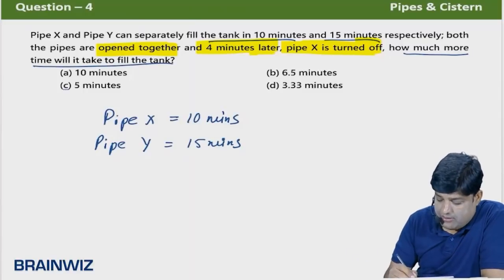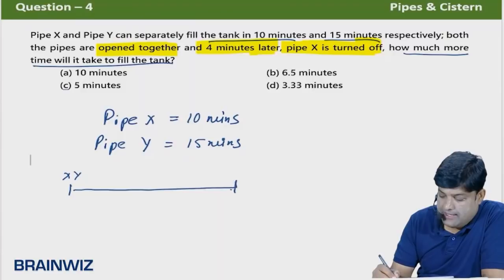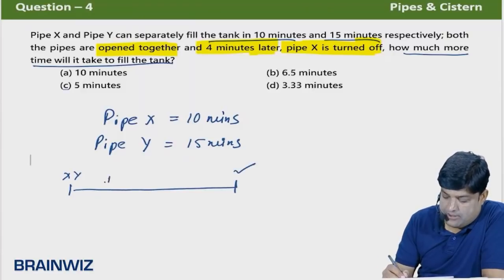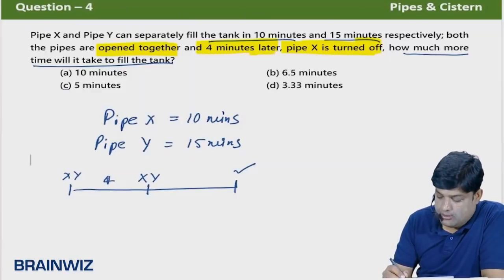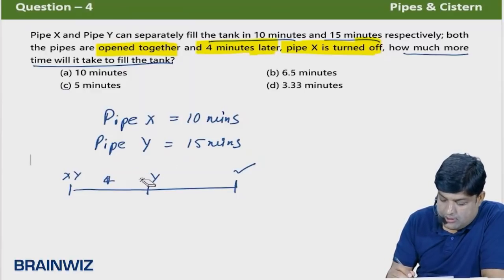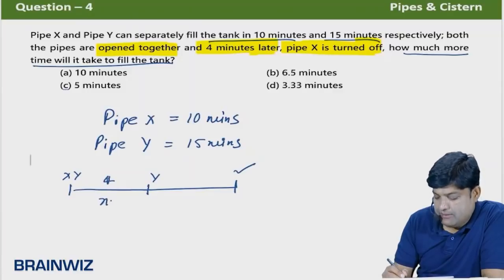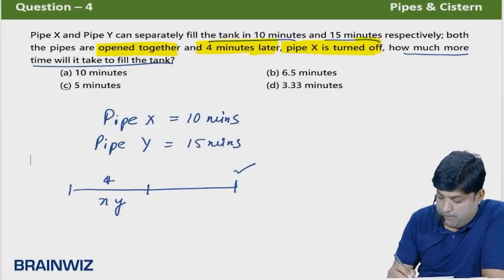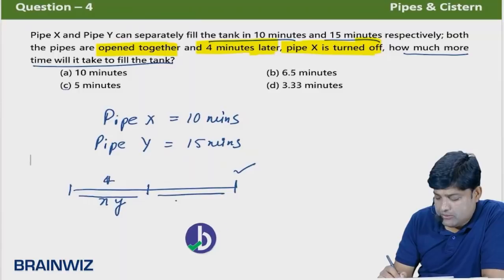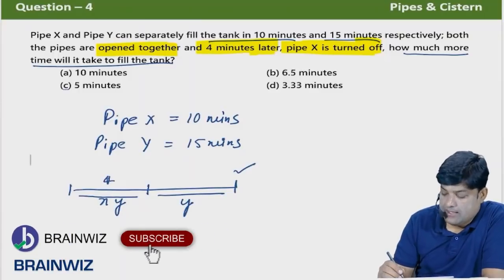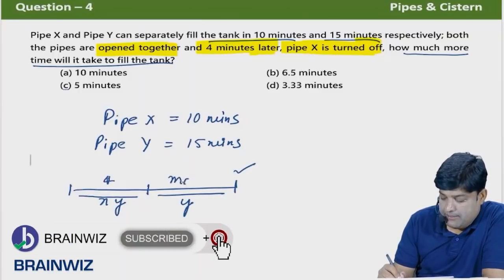So let's take a closer look here. These are two pipes, X and Y, and they are not going to fill the tank together till the end. What happened after 4 hours of working? Pipe X is turned off. From the beginning, X and Y are working together, but from here onward only Y is working, because X is turned off.